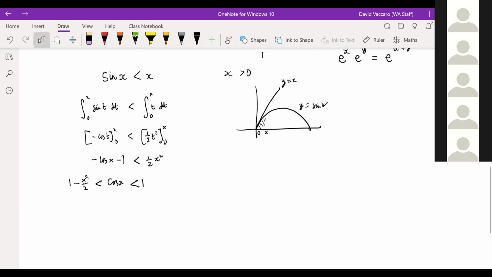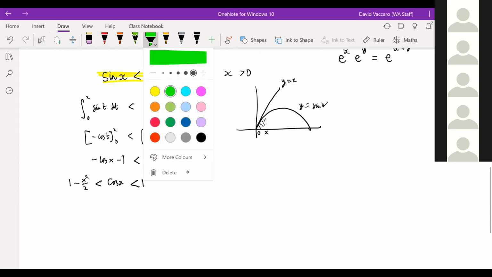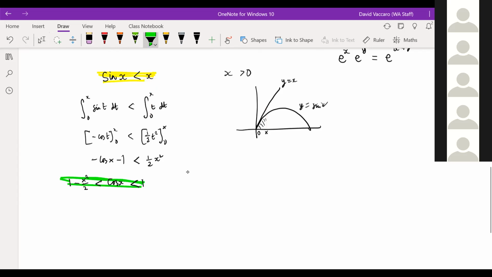What do you think I'm going to do next? I started with an integral for sine x, and I've ended with an integral for cos x. And I got that integral by integrating. So what I'm going to do now is integrate this inequality for cos x. So the integral from 0 to x of 1 minus t squared over 2 dt is less than the integral from 0 to x of sine t dt.